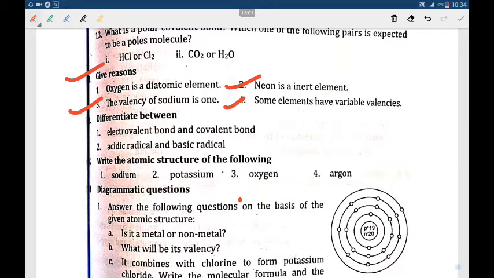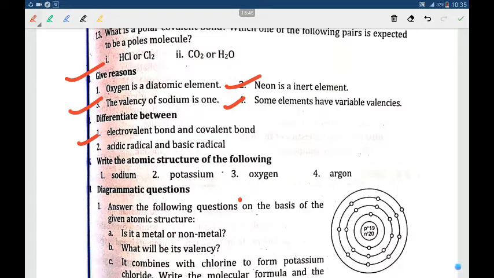Done? Now students, we are discussing question number 4. What does the question say? Differentiate between electrovalent bond and covalent bond. Left hand side electrovalent bond, right hand side covalent bond. In the first, the definition: the bond formed by the transfer of electrons from the valence shell of one atom to the valence shell of another atom is called an electrovalent bond.